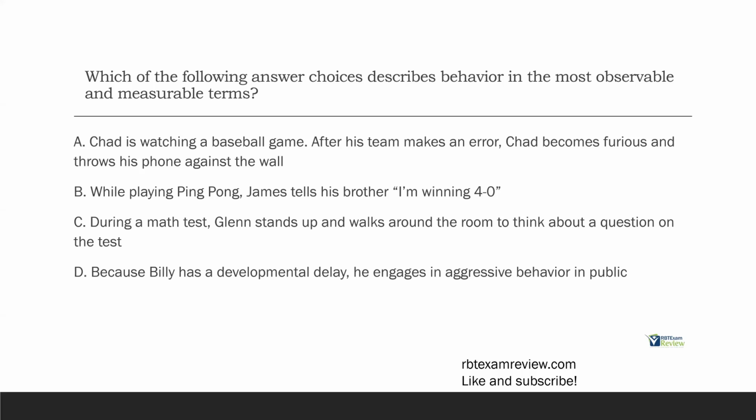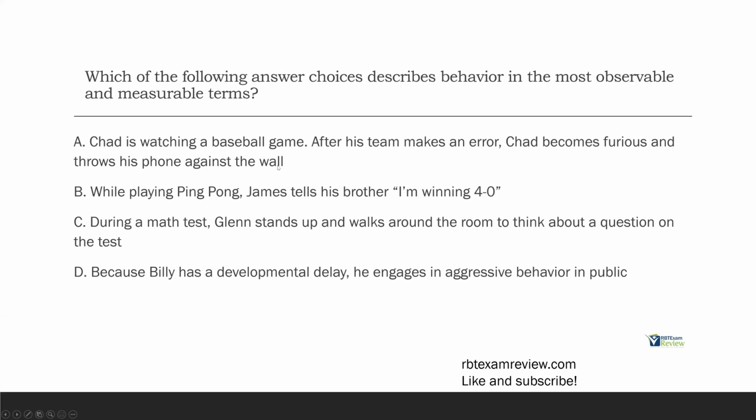We're trying to avoid subjective language. We're trying to avoid talking about how we feel. And we're trying to avoid talking about things that have to do with the client's emotional state or the client's disability, right? So we don't say frustration. We don't talk about the autism causing the behavior. No, we only want what was observable and what was measurable. What did we see? What can we measure? In this case, we want the answer choice that describes behavior in observable and measurable terms.